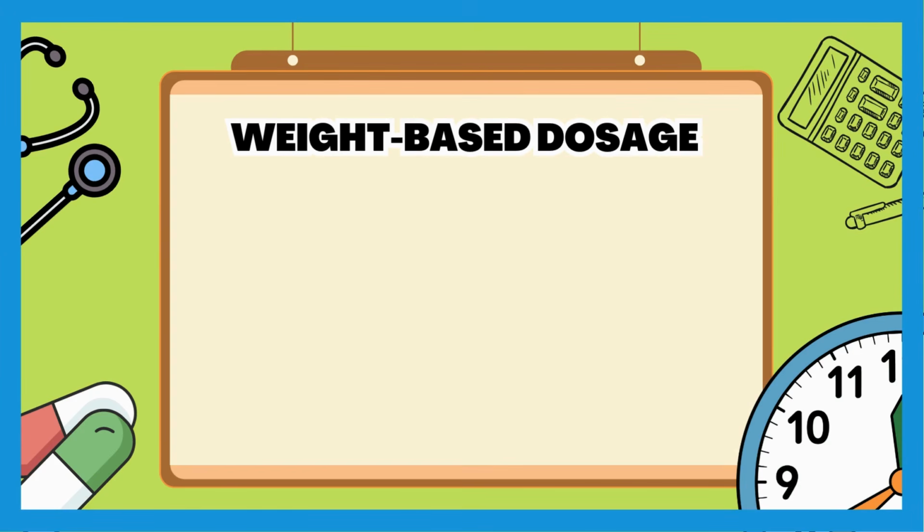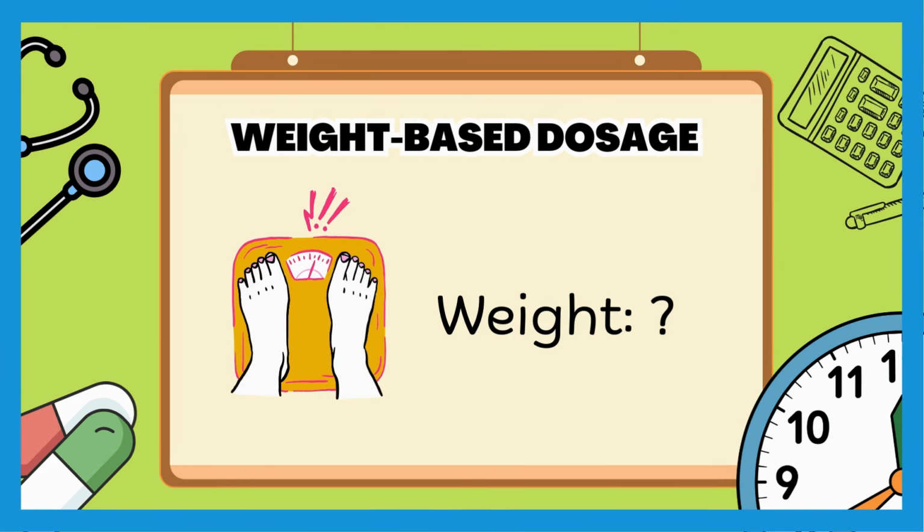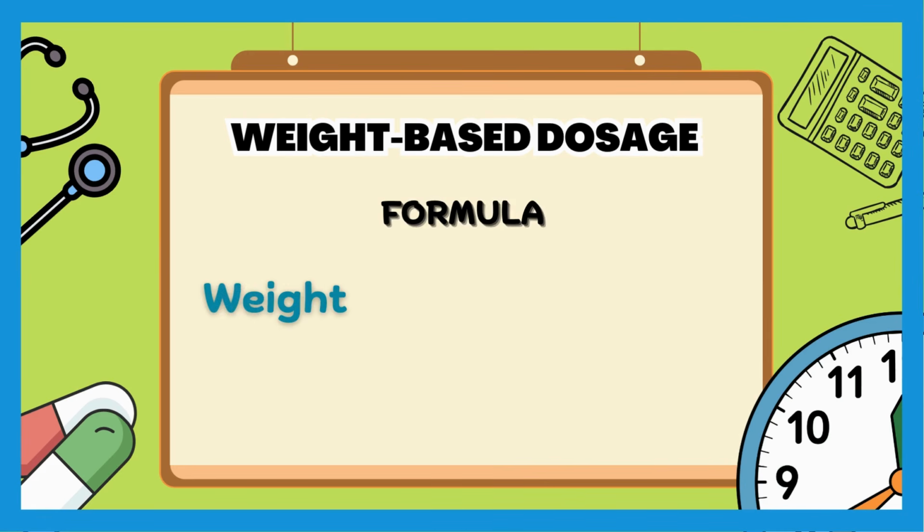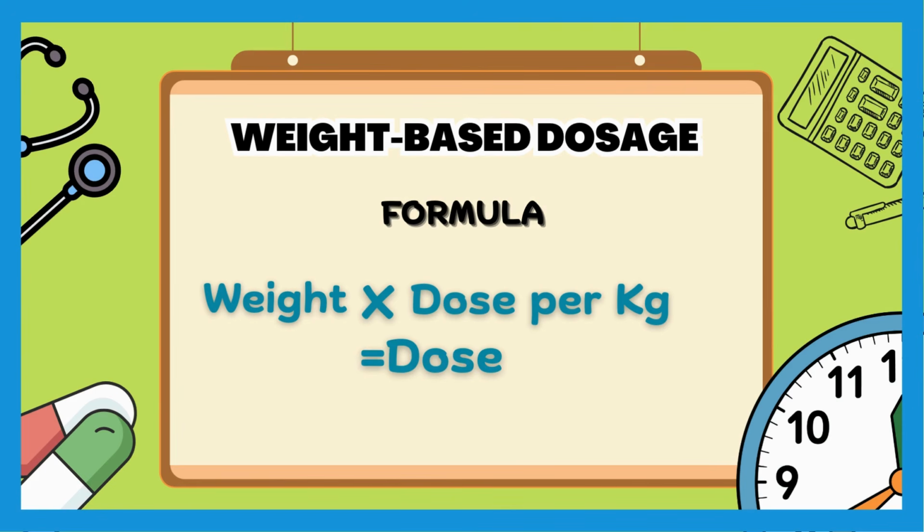Next, weight-based dosage. In this case, we need the patient's weight to be able to give the patient the correct dosage. So this is your formula. Weight times dose per kg. Again, weight times dose per kg.